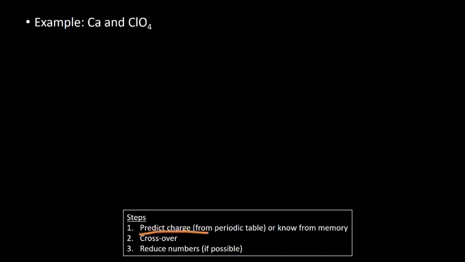Here we predict the charges, or we know it from memory. Calcium is +2, we get that from the periodic table. ClO4 is all one ion, a polyatomic ion. So when you look at it, it might look like multiple ions, but it's actually just one, and that's what makes it one of our polyatomics. You just have to memorize that it has a -1 charge. And so once you've memorized that, we follow the same steps. We cross over, and we get Ca1, ClO4.